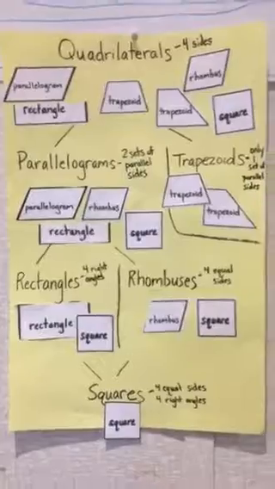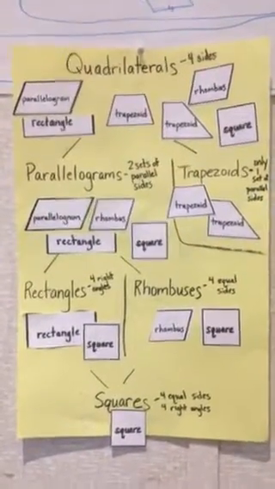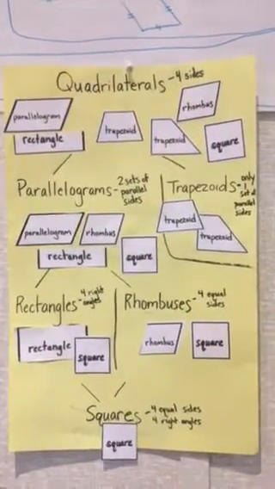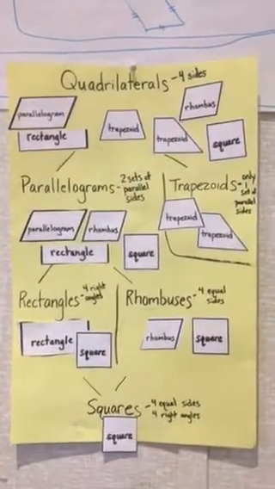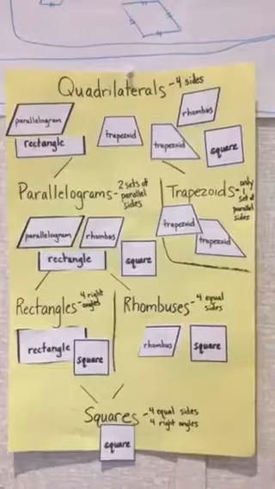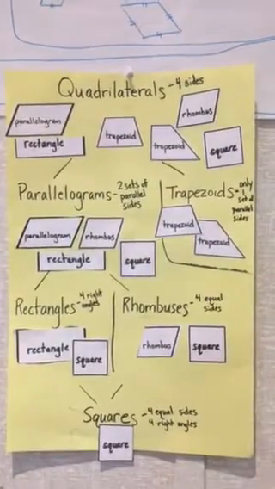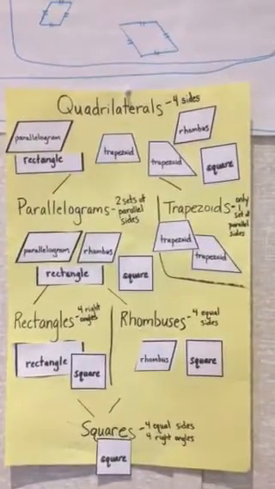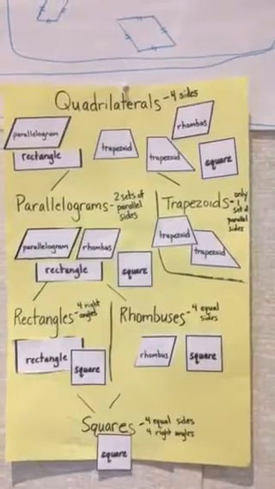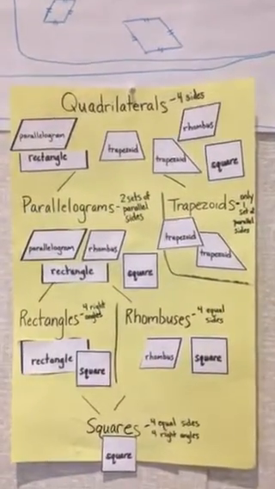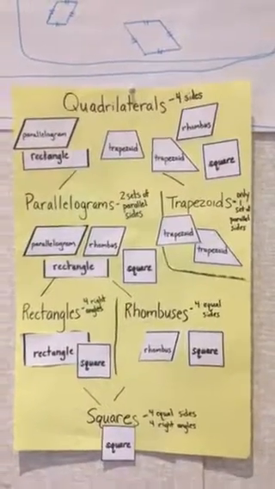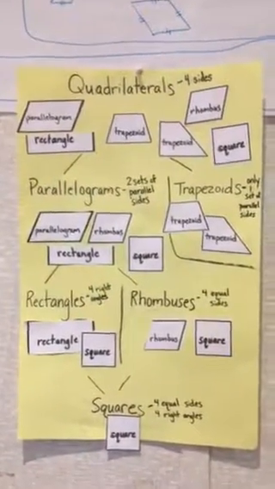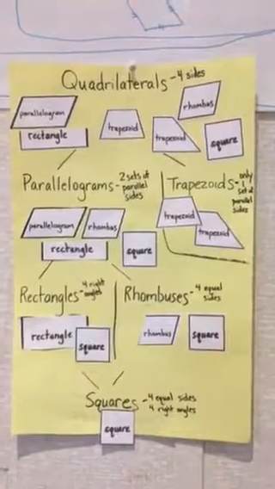What's important to know is that all squares are quadrilaterals, but not all quadrilaterals are squares. Same thing, all squares are rectangles, but not all rectangles are squares. For example, a rectangle that has all equal sides is a square, but a rectangle that has two sides of one length and two sides of another length is just a regular rectangle. So hopefully this helps you understand quadrilaterals a little bit better.